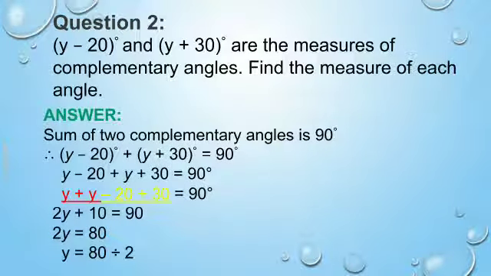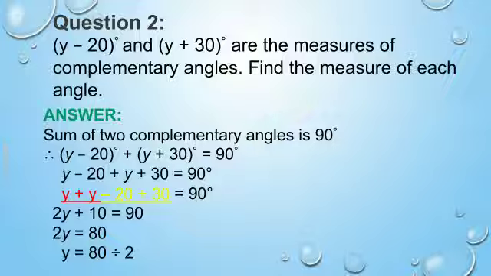First we have to write down the statement: the sum of the two complementary angles is 90 degree. Clear? Then you have to make an equation. You have to take the pair of both the complementary angles, that is y minus 20 degree plus y plus 30 degree is equal to 90. Now in the next step you will open the bracket.